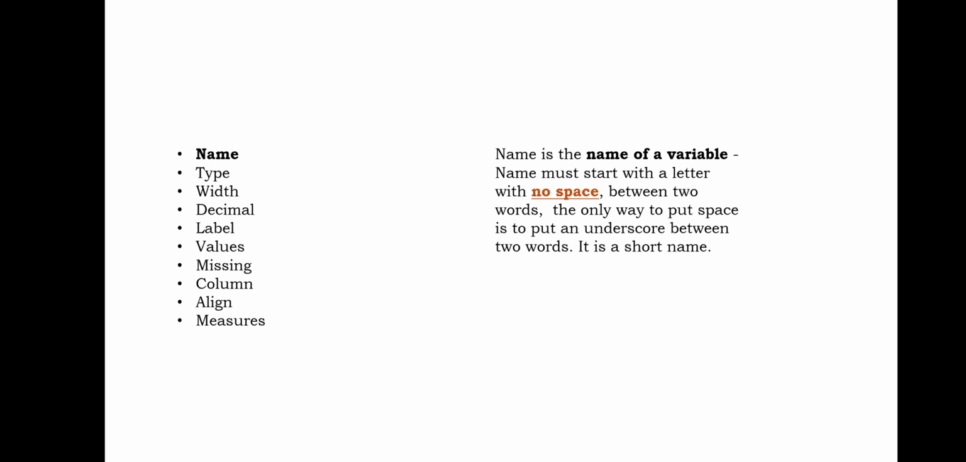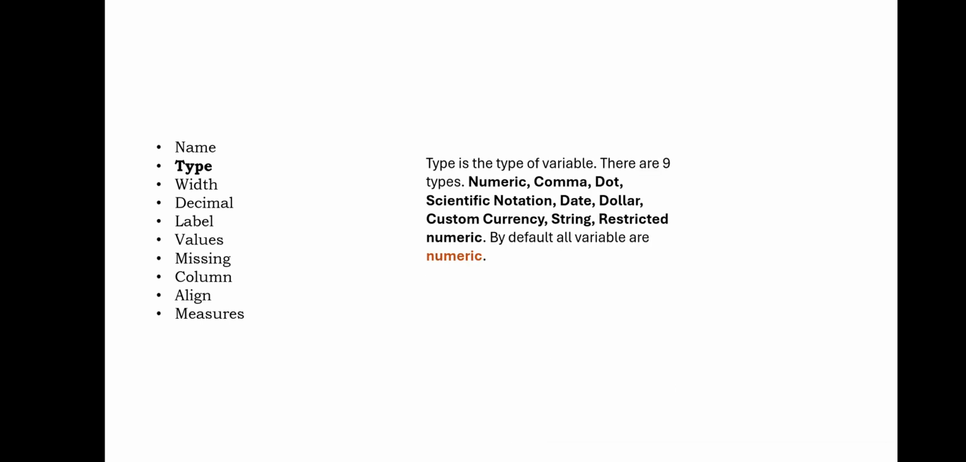Now let's learn another column of a variable view called the type. In a type, we write down which type of variable it is. Does it have numerics? Does it have commas? Does it have dots? Is it a numeric with scientific notation? Is it a numeric having dates? Is it having numbers that have dollars? Is it a number that has custom currencies? Is that a number which has alphanumeric characters? Is it a number that has restricted numerics? So there are 9 types of variable.